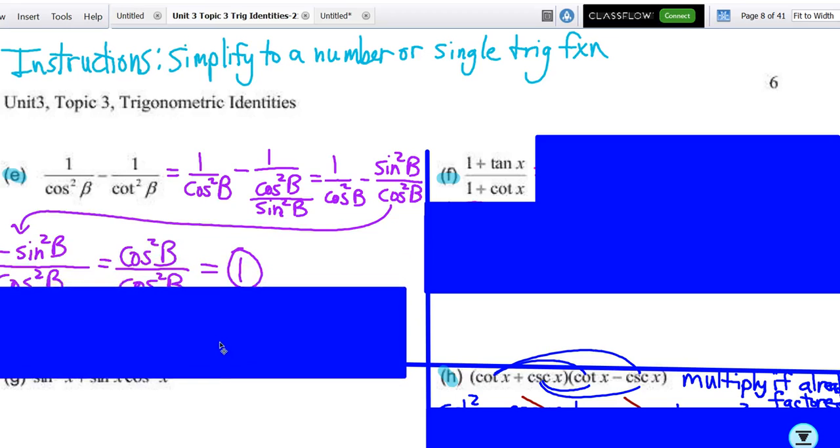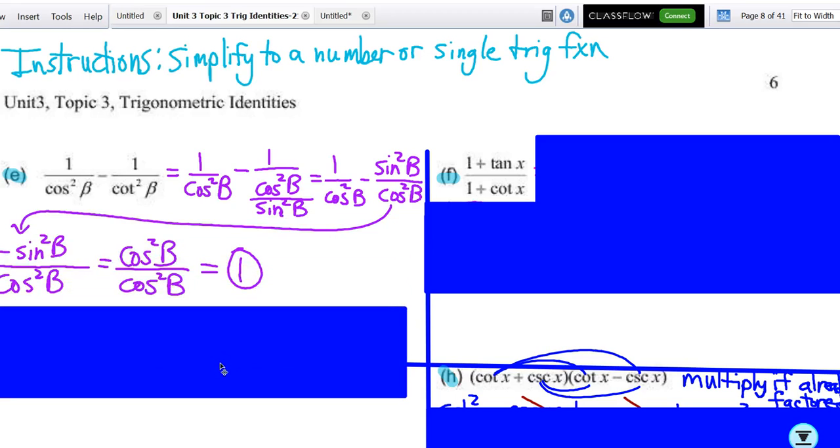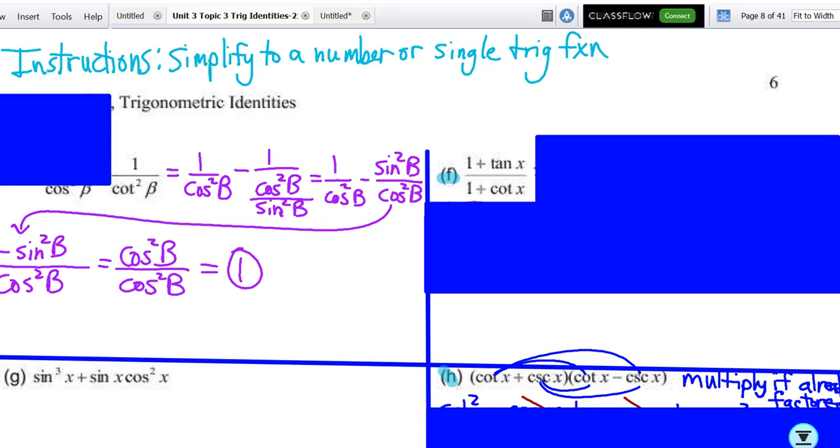From there, I combined the fractions. Since I had a common denominator, I'm allowed to subtract the numerators. When I subtracted the numerators, I noticed that 1 minus sine squared beta is from our Pythagorean identities. The substitution can be cosine squared beta, so cosine squared beta divided by cosine squared beta is 1, so we've got it down to a single number.